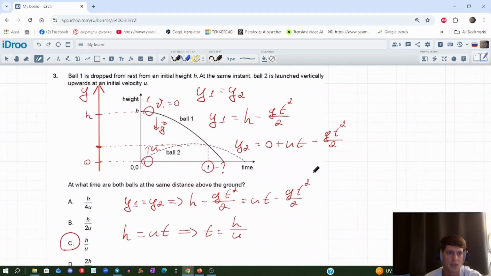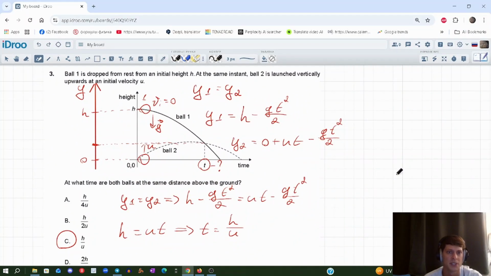Number 3. Ball 1 is dropped from rest from an initial height h. At the same instant, ball 2 is launched vertically upwards at an initial velocity u. At what time are both balls at the same distance above the ground? So we will say that when they are at the same distance above the ground, they have the same position, y1 equals y2. For the final position of the first one, we can say that it's h, which is its initial position, minus gt squared over 2, minus because g is opposite to the y-axis.